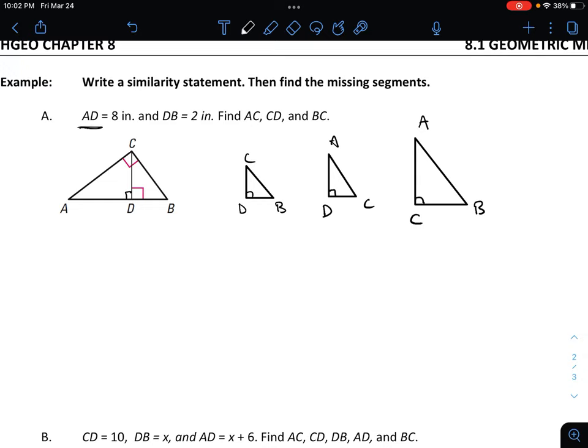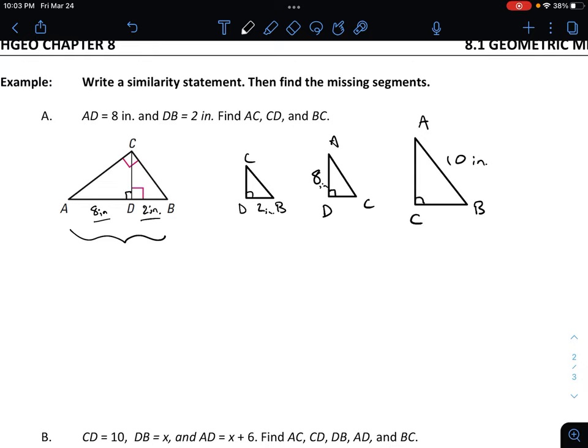So if I look at these shapes, now I'm going to label AD. Anytime I see AD, I'm going to label it as 8 inches. So AD, 8 inches there, and I think that's about all we got. And then I'm going to look at DB, which is 2 inches. So DB is 2 there. Now we want to find AC, CD, and BC. Now if they tell me that AD is 8 inches and DB is 2 inches, I actually know some other information, right? I actually know that this whole distance, AB, is 10. So this whole thing is 10 inches, right? 8 inches and 2 inches.